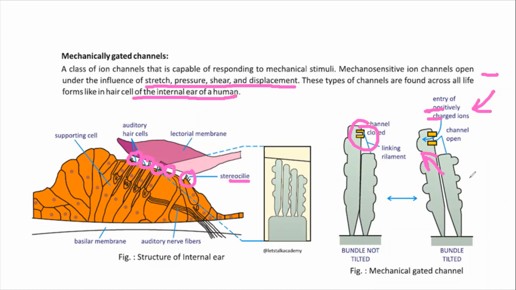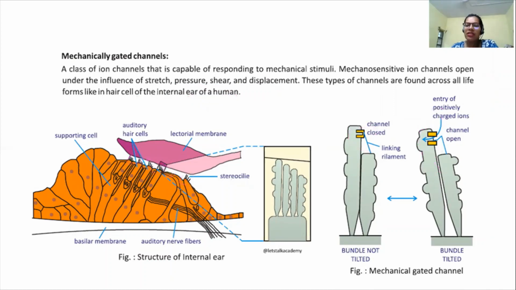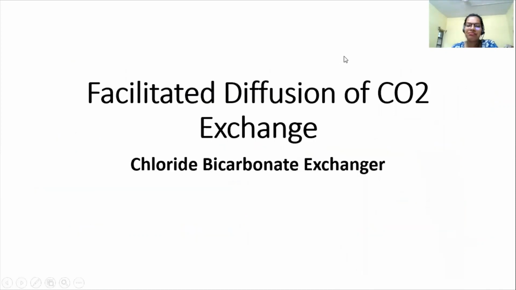And now once there is a displacement or stretch or pressure coming, they get tilted. During this tilting, your channel opens up and allows the entry of positively charged ions. Okay. Nothing much to remember, just a small topic over here.